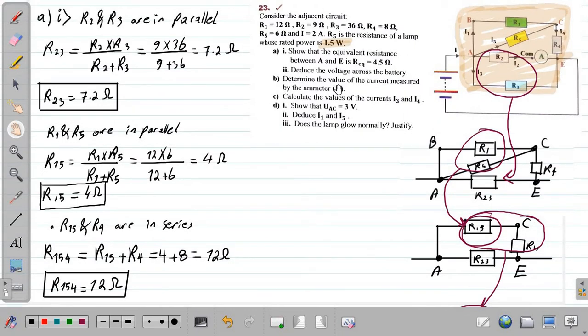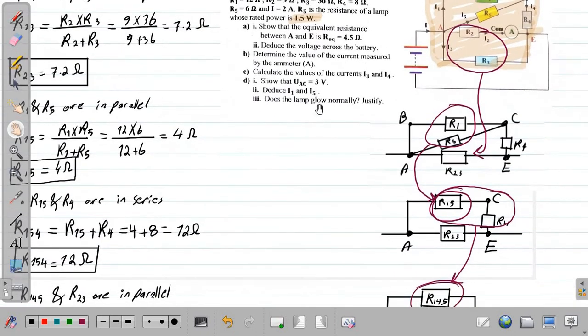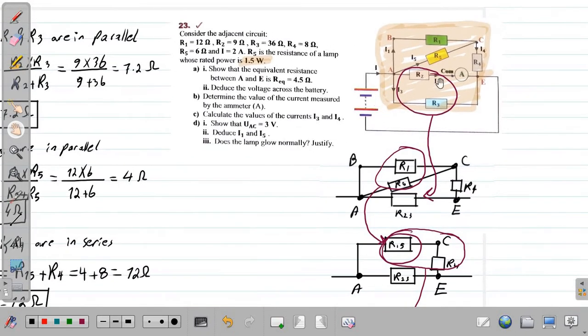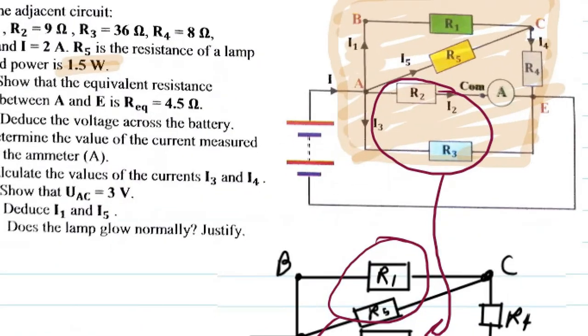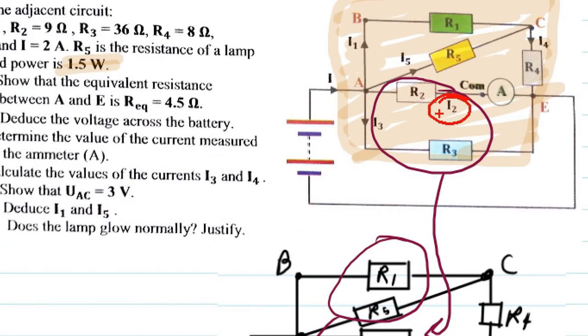Question B. Determine the value of the current measured by the ammeter. What does the ammeter measure? The ammeter measures the current I2. The current I2 is the one that passes through the ammeter, and therefore the reading of the ammeter will be for the current I2.